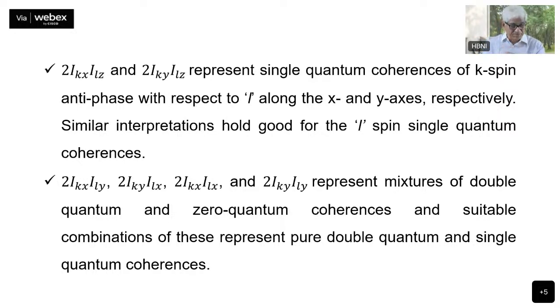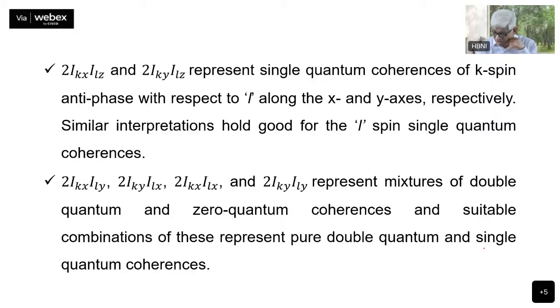Now, 2 IKX ILY, 2 IKY ILX, 2 IKX ILX, and 2 IKY ILY represent mixtures of double quantum and zero quantum coherences, and suitable combinations of these represent pure double quantum and zero quantum coherences.